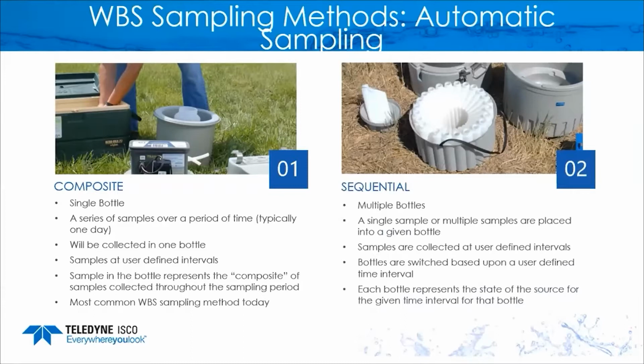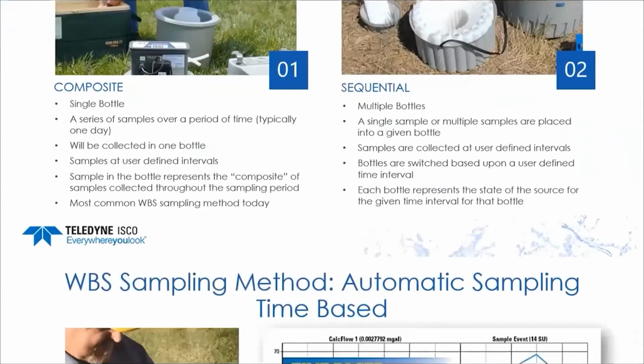The second is sequential sampling that utilizes multiple bottles. As with composite sampling, the samples are collected at user-defined time intervals, but instead of the samples being collected in a single bottle, the bottle is switched at user-defined intervals. This allows for testing of samples from specific time intervals during the sample collection period.